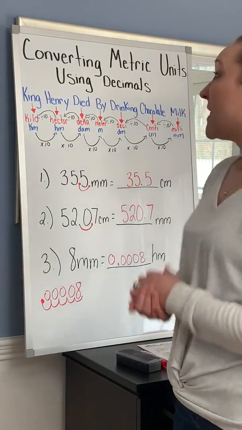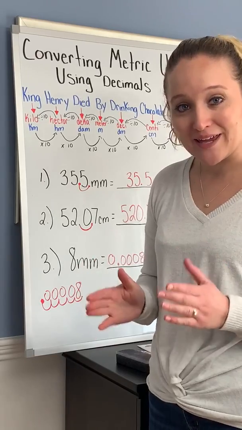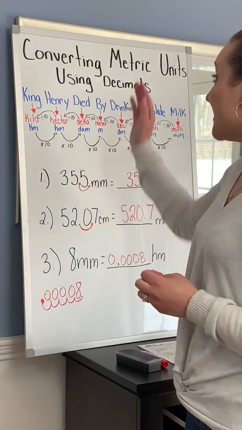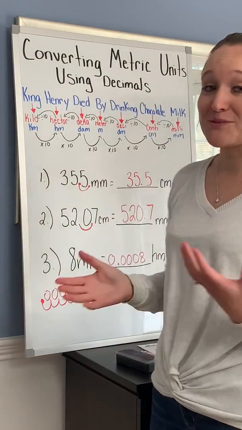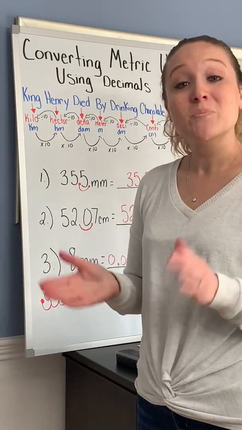Okay, my friends, this is your lesson for today. And now I challenge you today to try to convert metric units using decimals using our King Henry died by drinking chocolate milk. Good luck.